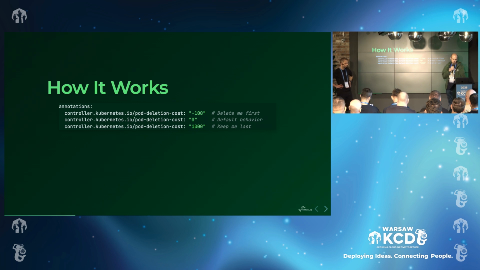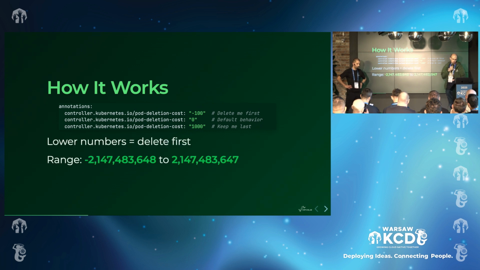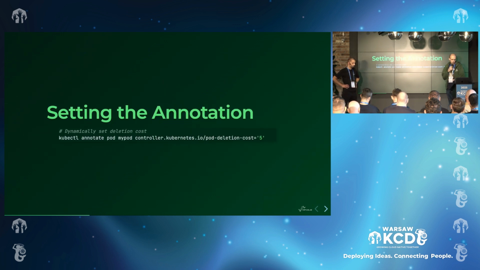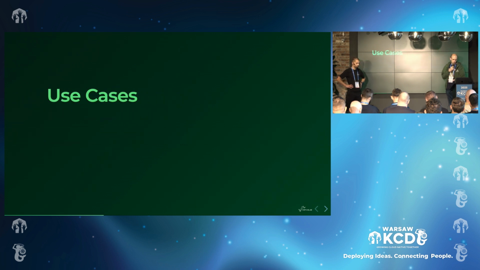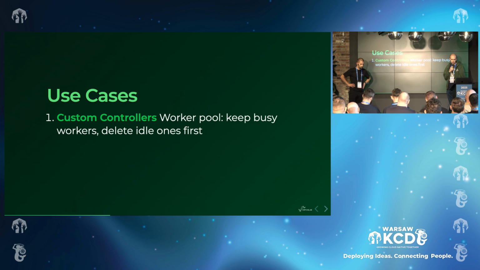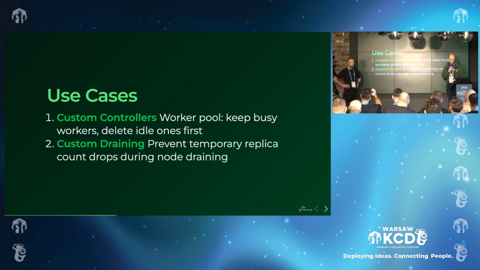The pod deletion cost is a basic annotation which we can add to the pod. It has a numeric value. The logic is very simple: the lower the value, the sooner the pod will be deleted. We can change this value dynamically or manually during the application lifecycle, for example, from the CLI or from the API. Where can we use it? For example, when we are creating our custom controller, which manages the workloads, it knows which pods are idle and decides that those pods have to be removed sooner. Or we can even play with custom draining and decide which pods and when will be deleted.